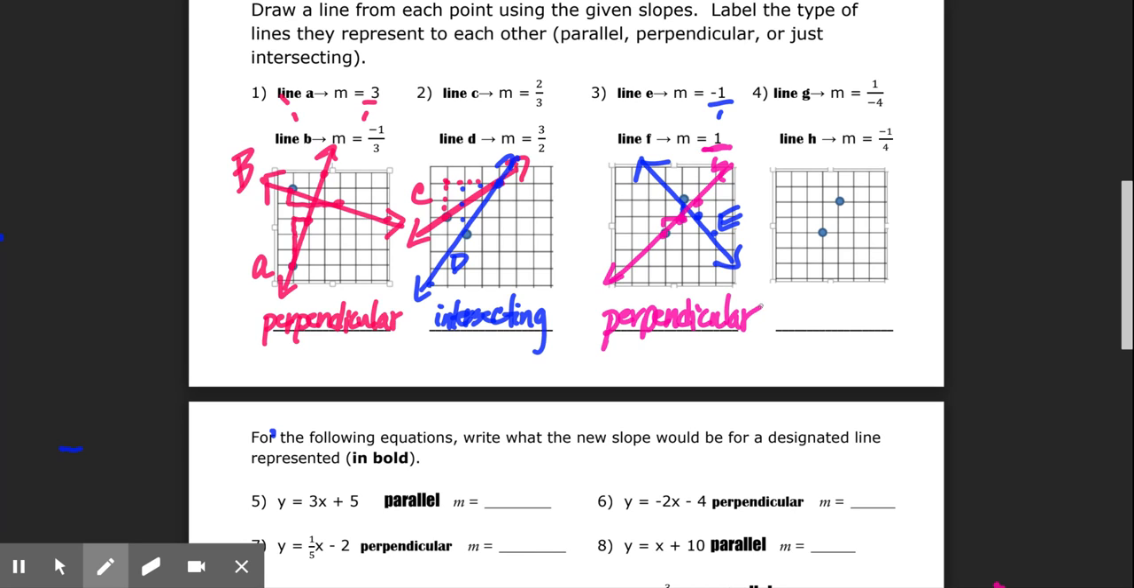All right, let's look at problem 4. Line G is 1 over -4. We'll go up 1, and we're going to have to go left 4. Let's start with this point right here. We're going to go up 1, left 1, 2, 3, 4. That's about all we can do on that. We can't get a third point because we'll be off the graph. So that's line G.